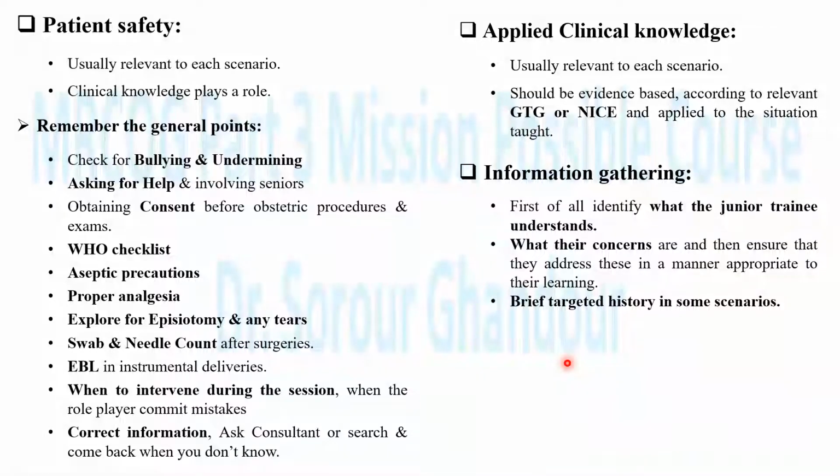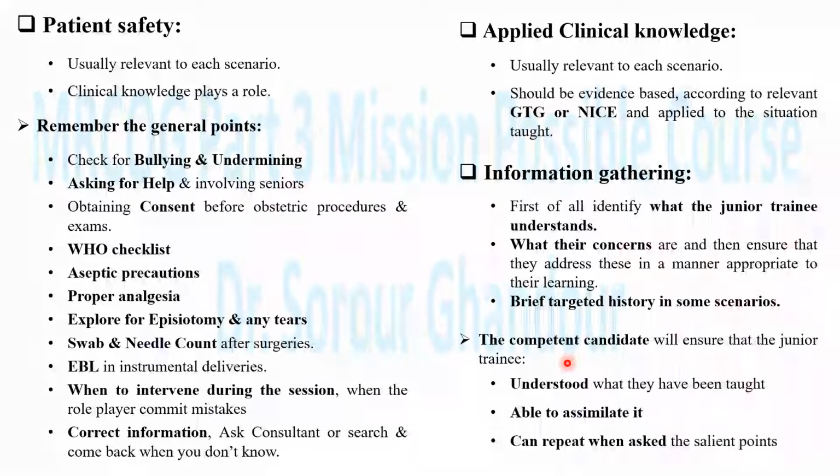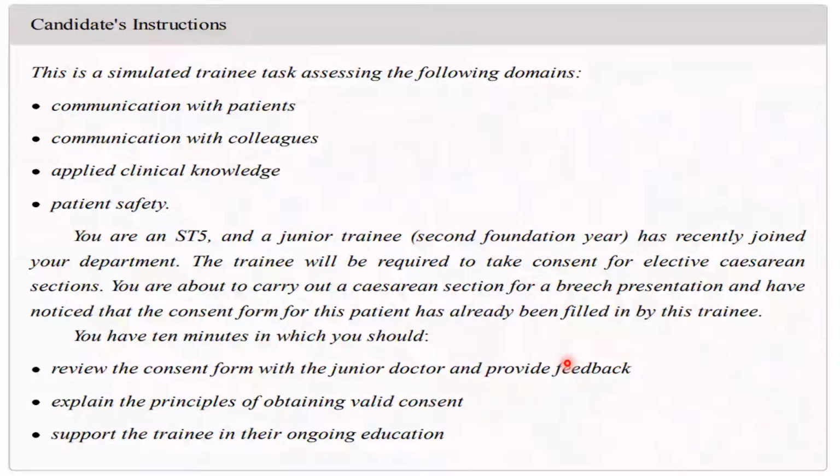Sometimes, like in the task today for preeclampsia, you will need to take a brief targeted history. In some scenarios you need to take a history, so there will be an information gathering domain. The competent candidate in the teaching task will ensure that the junior understood what they have been taught, is able to assimilate it, and can repeat the points in the task when asked. So this is a competent candidate. He will cover all the domains here, check the understanding of the junior colleague, perform the simulation of the teaching task, and answer the questions requested from him.